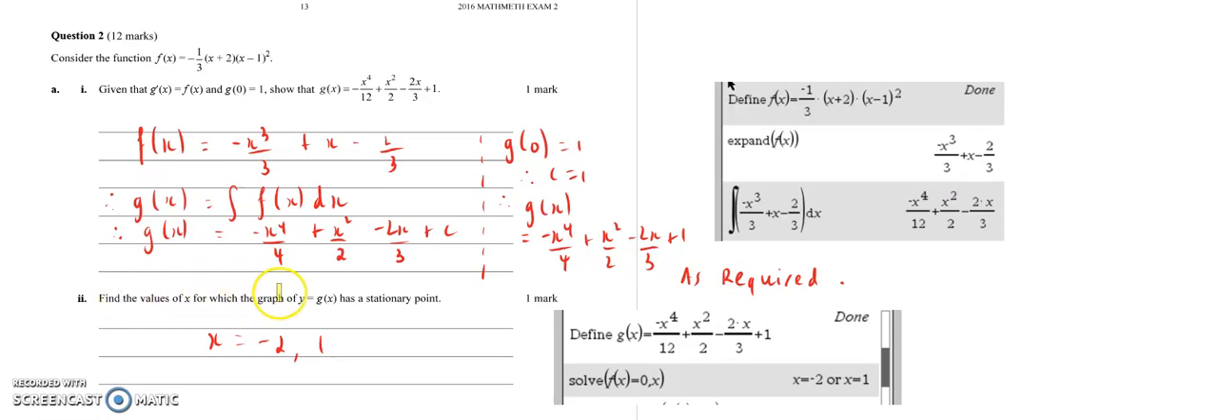Part 2, find the values of x, which the graph of y equals g of x has a stationary point. So remember, all I'm looking for are the stationary points, and f of x is actually the gradient of g of x. So really, I'm just looking at solving f of x equals 0, or I can literally just look at the function and use my intercept form and figure out that my stationary points will occur at -2 and +1. So that one's a 1 marker. I don't need anything more than just the answers.